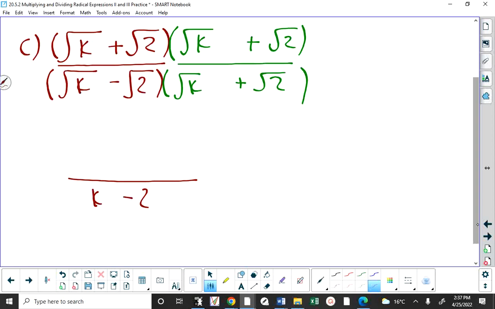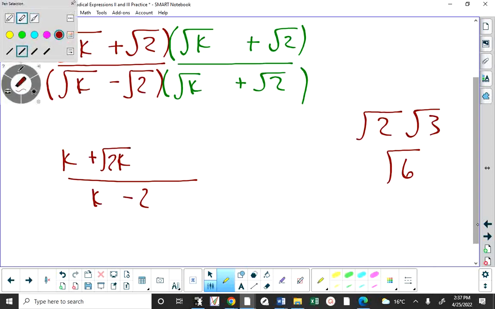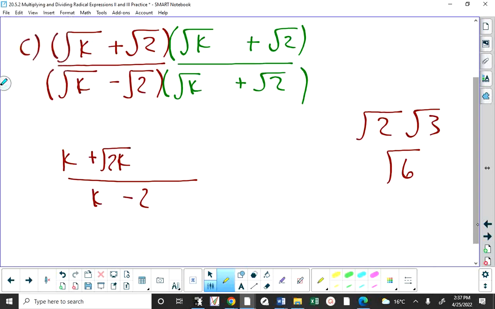On the top, I have to FOIL that out. So root k times root k is k. My outer is plus root 2k. Because if I had root 2 times root 3, that's root 6. I multiply the radicands. So when I am multiplying this by this, I need to multiply the radicands. K times 2 is 2k. That's why I get root 2k. Are you okay with that move?